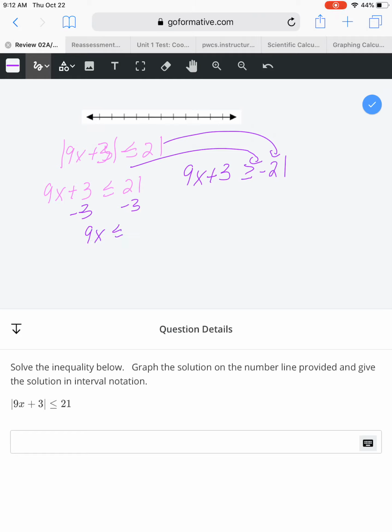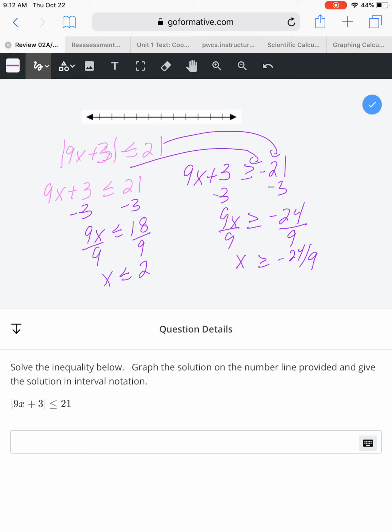So I subtract 3 from each side. 9x is less than or equal to 18. Divide by 9. X is less than or equal to 2. Subtract 3. 9x is greater than or equal to negative 24. Divide by 9. X is greater than or equal to negative 24/9.